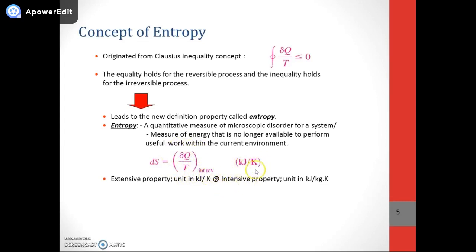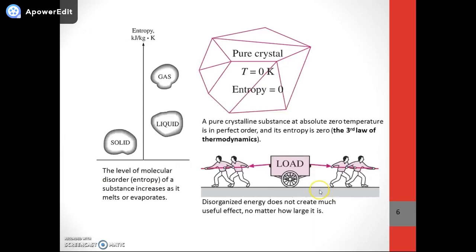The unit is kilojoule per Kelvin for the extensive property, or kilojoule per kilogram per Kelvin for the intensive property.